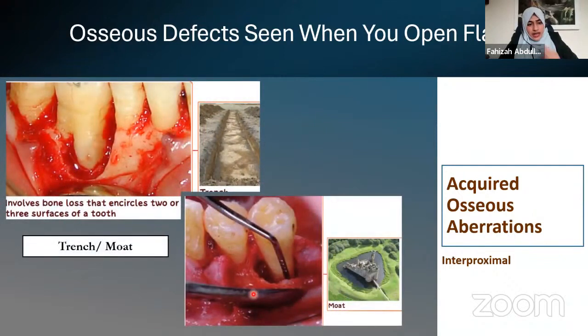And there's something called a trench, a nice trench kind of defect, which is seen around the molar over here. Or a moat. Moat is a circumferential defect, which is seen around the tooth.